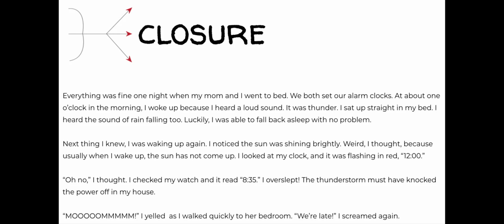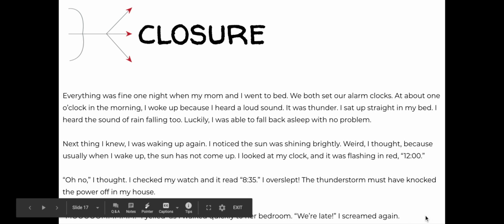Next thing I knew, I was waking up again. I noticed the sun was shining brightly. Weird, I thought, because usually when I wake up, the sun has not come up. I looked at my clock and it was flashing in red 12 o'clock. Oh no, I thought. I checked my watch and it read 8:35. I overslept. The thunderstorm must have knocked the power off in my house. Mom, I yelled as I walked quickly to her bedroom. We're late, I screamed again.